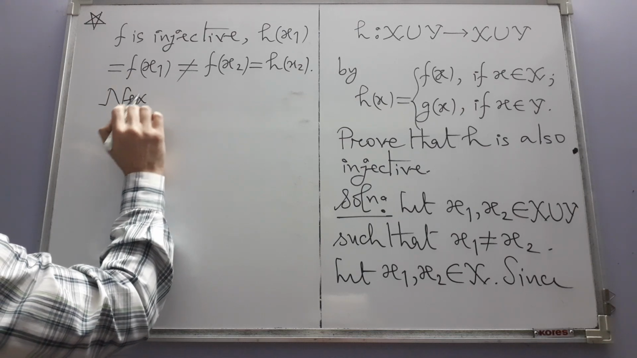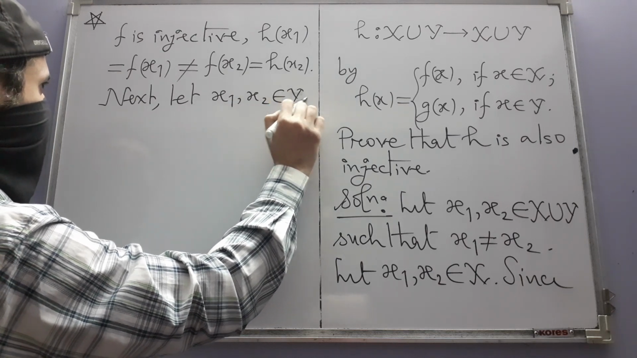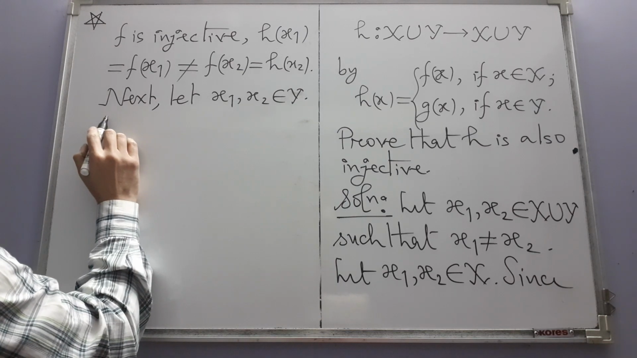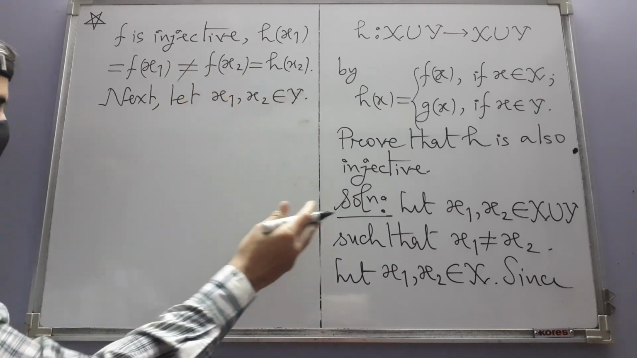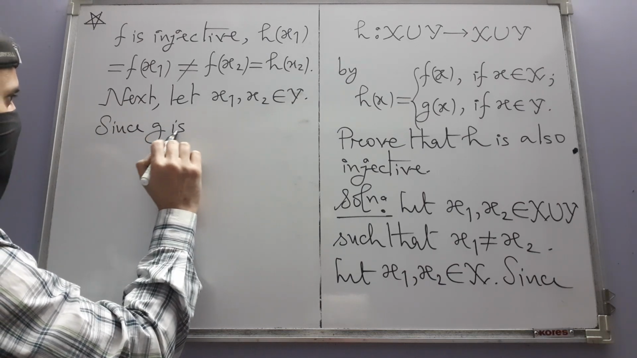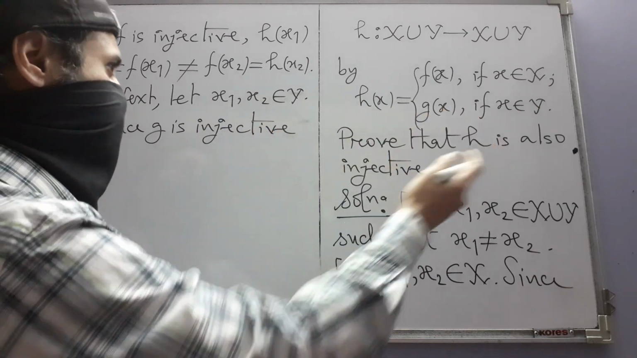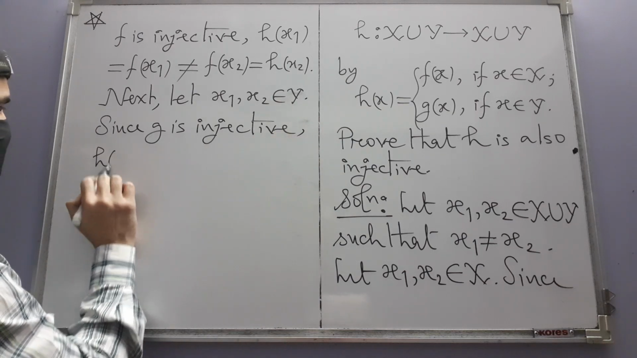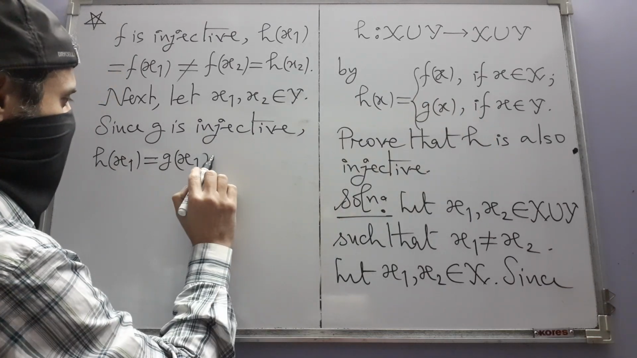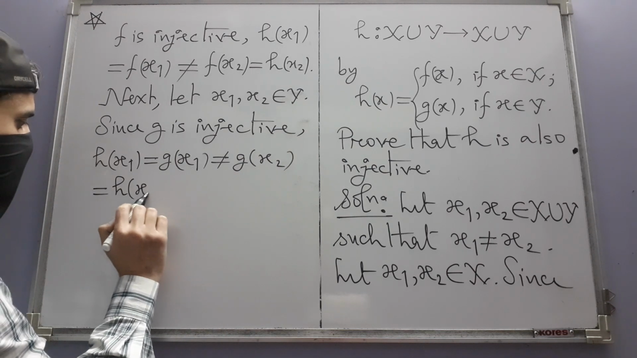Next, let x1 and x2 both belong to Y. You can guess, I think, what we are going to write next. Whatever we did here with f, now we are going to do the similar thing with g. Since g is injective and these are now distinct elements in the domain of g, which is Y, h of x1 this time is g of x1 by using this part of the definition. That, however, is different from g of x2 because g is injective, and this is h of x2.